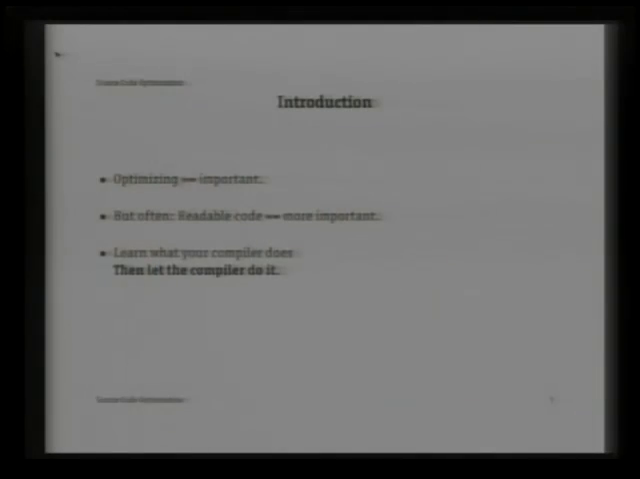So the most important thing I'd like to say is that optimizing is important, even if I'm arguing against most of the optimizations here. Optimizing is important, but in most cases, keeping the code readable is more important. And you should learn what your compiler does for you and then help it do it and not get in the way. And that's the most important optimization you can do.